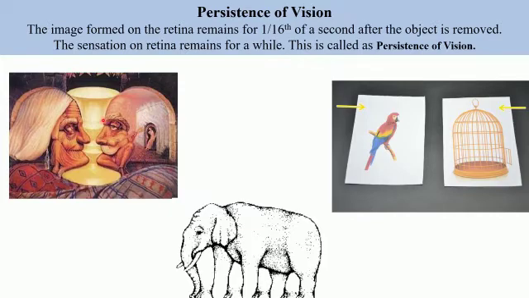That is, any object that we see, the image of that object remains on the retina for 1/16th of a second. And if another object is brought in, it appears as if both are in continuation. This is very well seen in a movie.